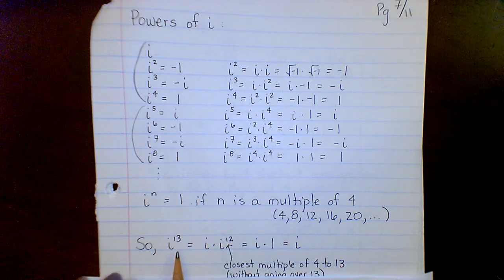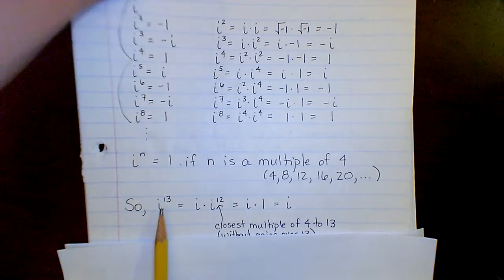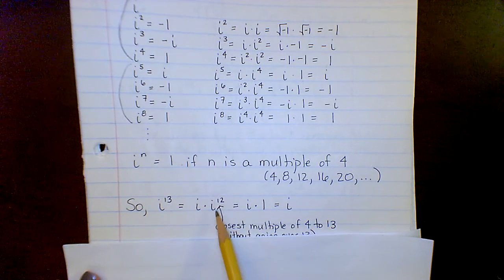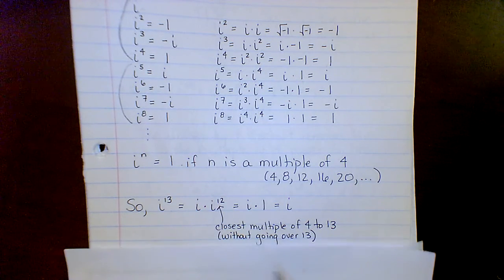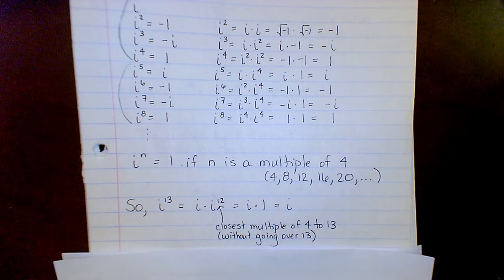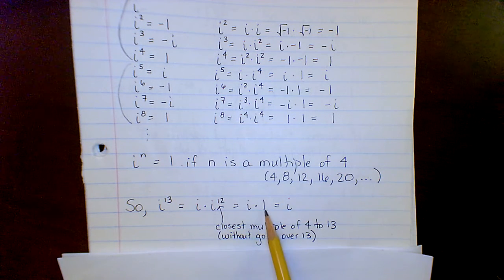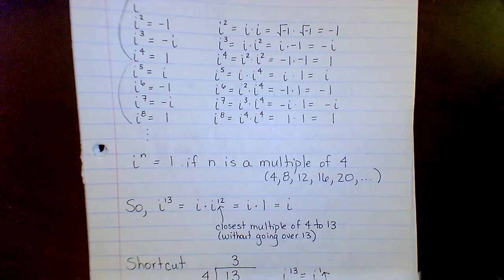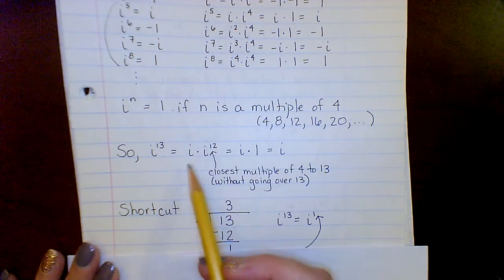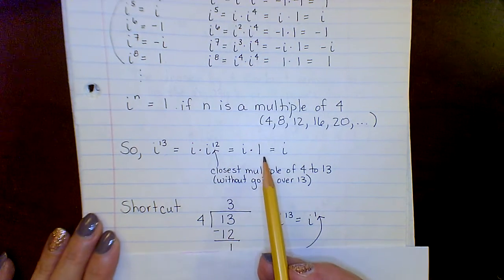So i to the 13th power can be written as i times i to the 12th. Now why did I choose 12? Because I just chose the closest multiple of 4 without going over, and that is a 1. So i to the 13th is the same as i. Now there are some of these in homework where they ask you to simplify some power of i. There is a slightly easier way of going about this.